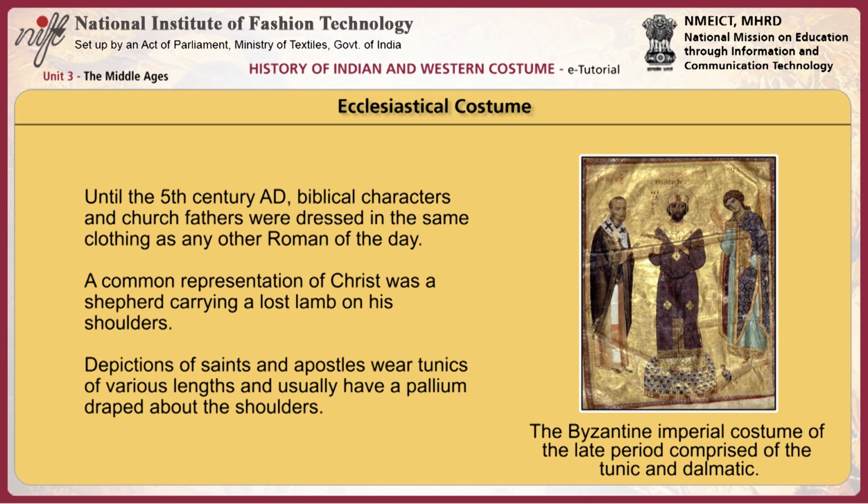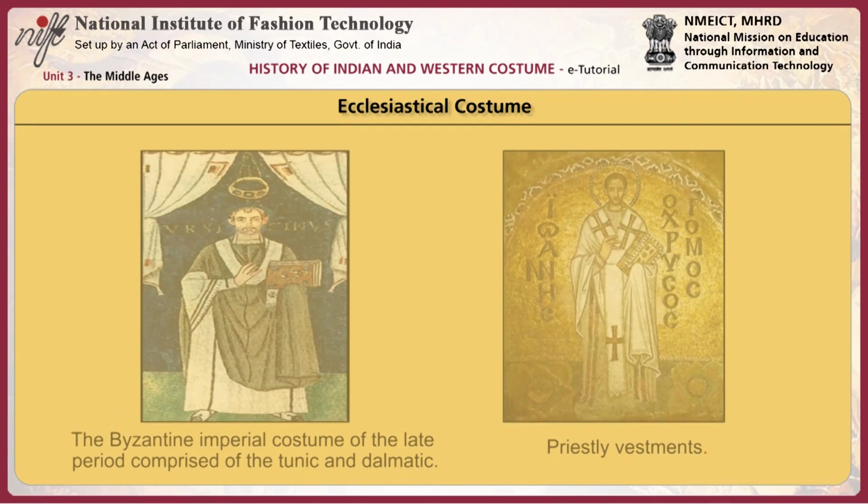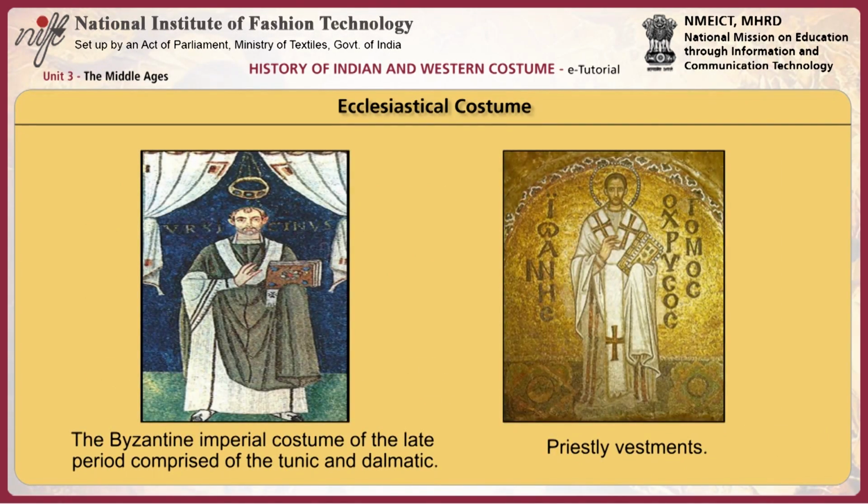Ecclesiastical costume. Until the 5th century AD, biblical characters and church fathers were dressed in the same clothing as any other Roman of the day. A common representation of Christ was a shepherd carrying a lost lamb on his shoulders. Depictions of saints and apostles wear tunics of varying lengths and usually have a pallium draped about the shoulders. After Constantine established Christianity as the state religion, the church began to appropriate components of the imperial costume as priestly vestments.